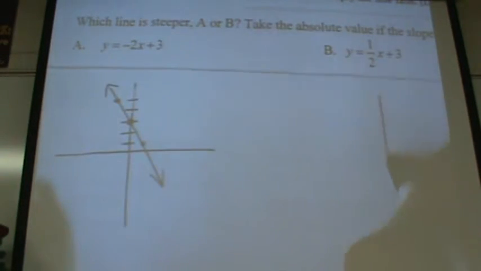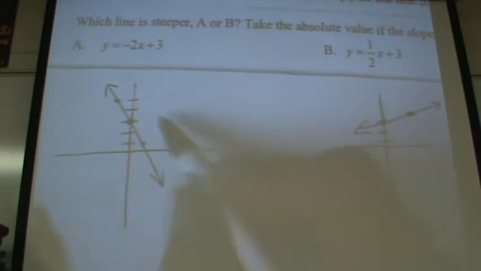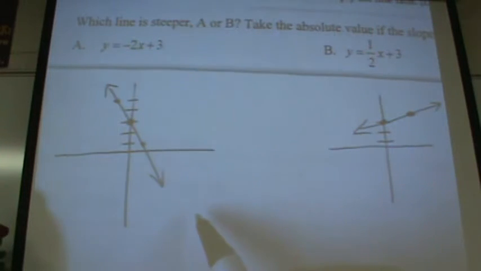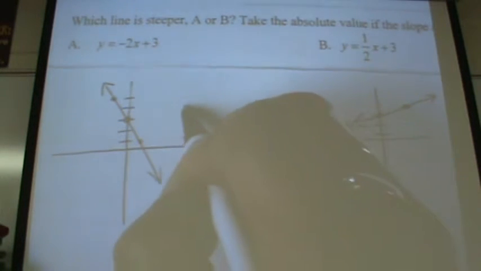How do you graph the next one? You start at 3, and this one you're going to go up 1 and 2 this way. Well, looking at these two lines, which would you say is steeper? If you were skiing down this slope, this line, or skiing coming this way, which is steeper? A. A, this is steeper.